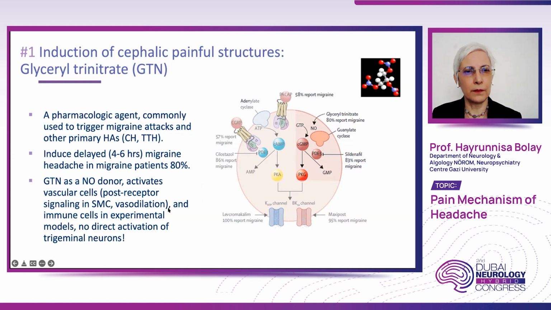It is a nitric oxide donor, and it activates guanylate cyclase, which increases cyclic GMP and phosphorylation processes. These changes activate vasodilation in the smooth muscle cells. We also know that these GTN-induced changes affect the immune cells in experimental models, but no study has shown any direct activation of trigeminal neurons. This is one of the good examples that this highly effective migraine-provoking mechanism of nitroglycerin indirectly activates the trigeminal neurons, while there is a direct activation of vascular cells and immune cells.